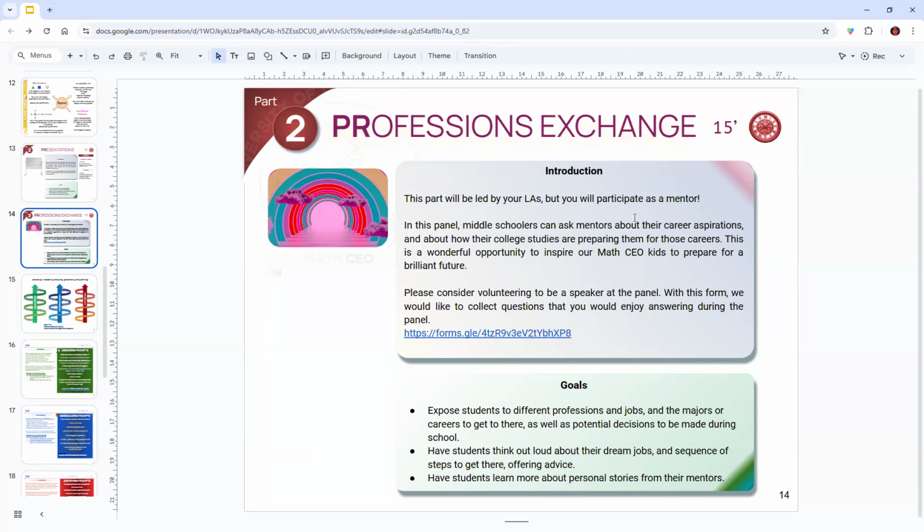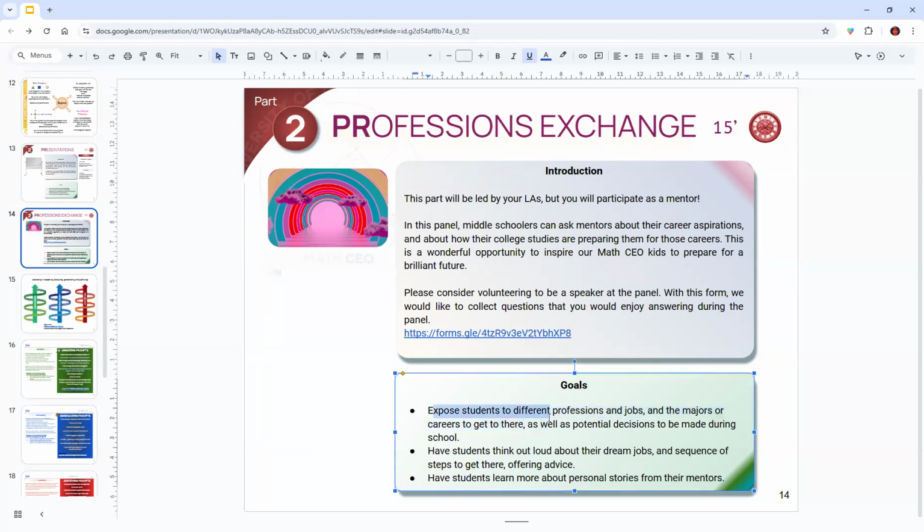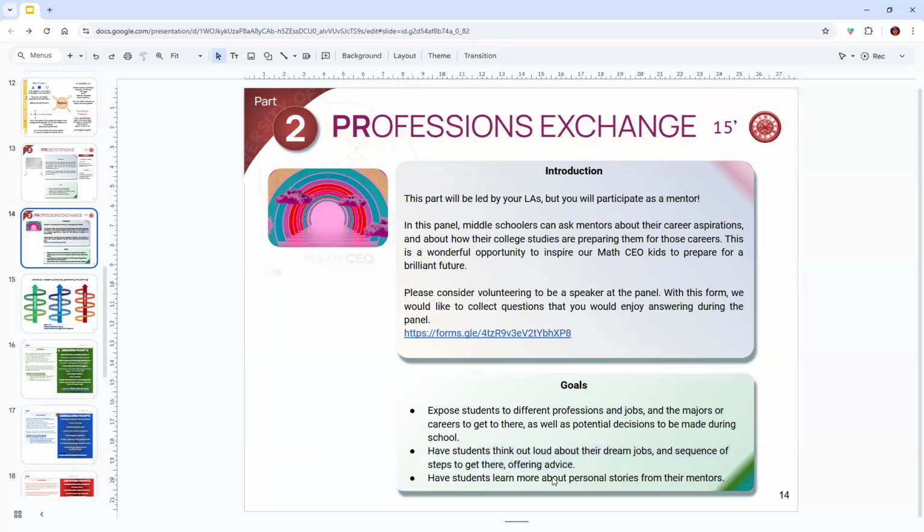The goals for this panel are expose students to different professions and jobs. Remember that in Math.co, even beyond the math, our goal is to capture students and have them realize that going to college is a very good choice. Have students think out loud about their dream jobs and sequence of steps to get there. So start thinking about that, even if they're middle schoolers. And finally, have students learn more about personal stories from you mentors.